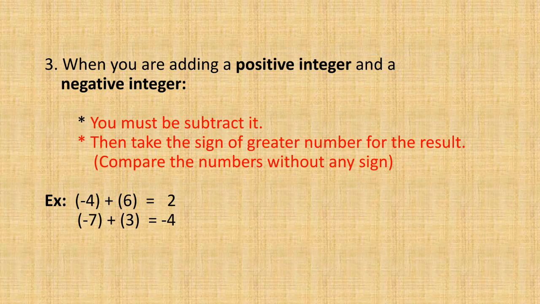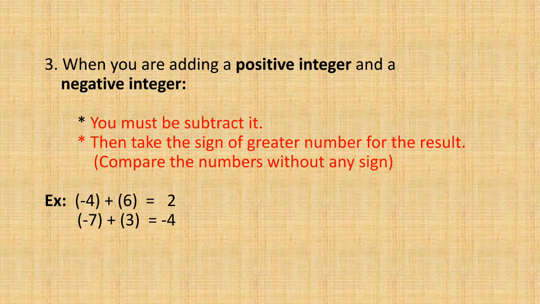Second step, we have to check the sign of the highest number. 4 and 6. You have to consider only 4 and 6 without sign. 6 is the highest number. So, we have to conclude plus 2.